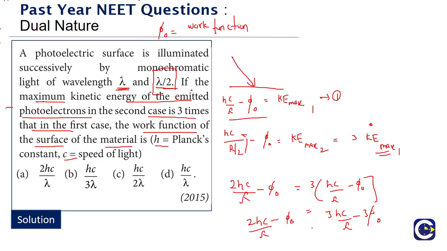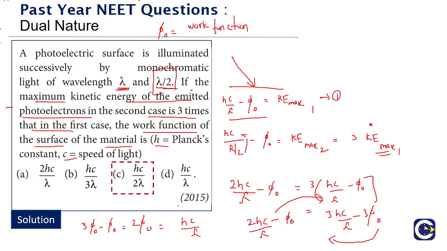Now it's just about rearranging. We will bring minus 3 phi naught to the left side and take 2 hc by lambda to the right side. On the left side there will be 3 phi naught minus phi naught, that is basically 2 phi naught. On the right hand side, 3 hc by lambda minus 2 hc by lambda is hc by lambda. So 2 phi naught is equal to hc by lambda, which means phi naught will be equal to hc by 2 lambda, since the 2 goes to that side. We are looking for phi naught, right? So the correct answer for this is option C.